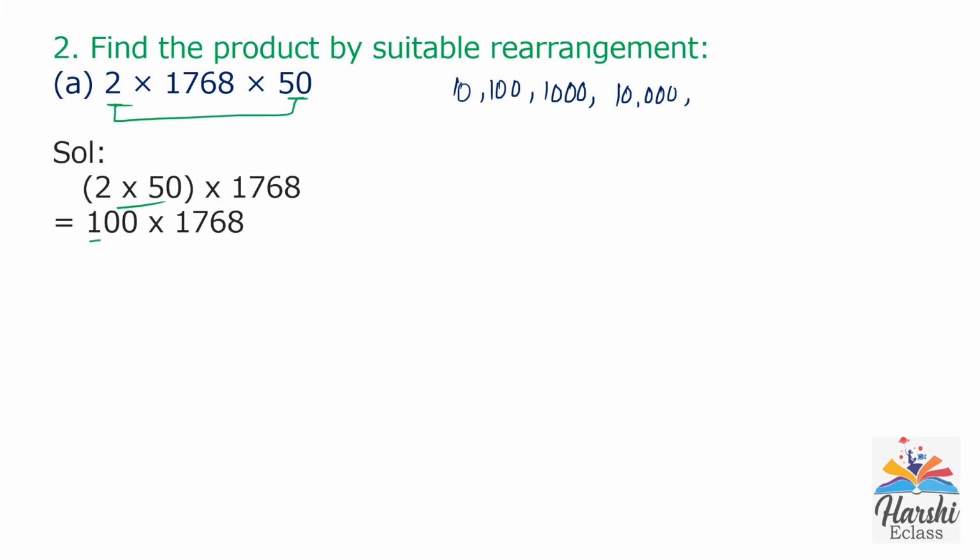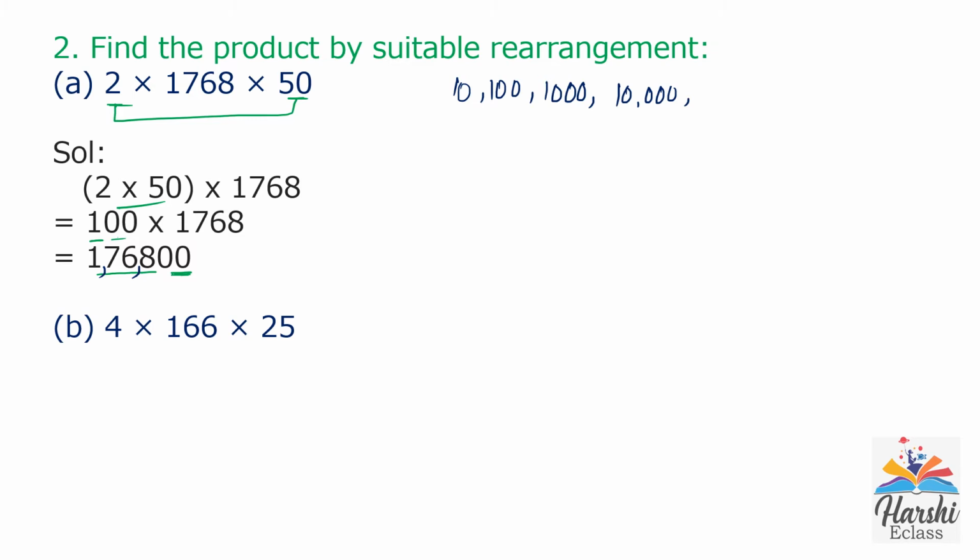Multiplying with 1 means write the number as it is first, that is 1768. Then in 100 there are two zeros, so add two zeros at the end of the given number. How to read this number? 1,76,800. Next, B1. 4 multiplied by 166 multiplied by 25.